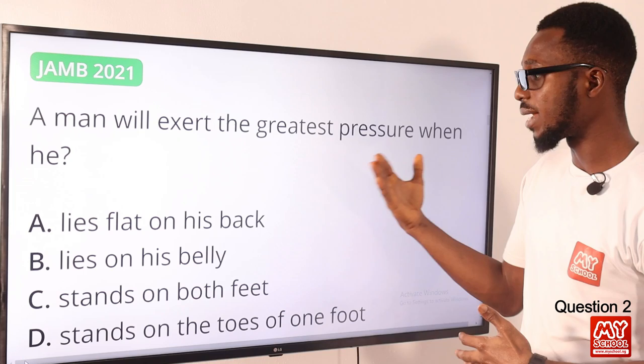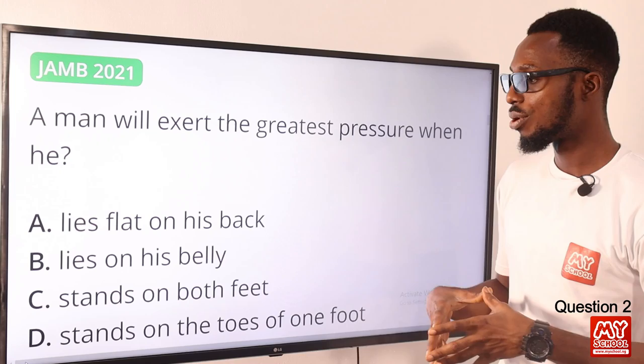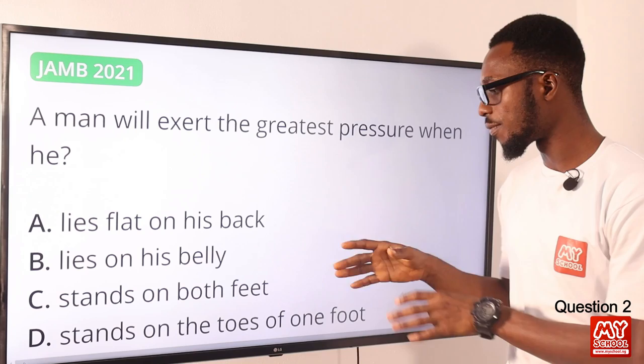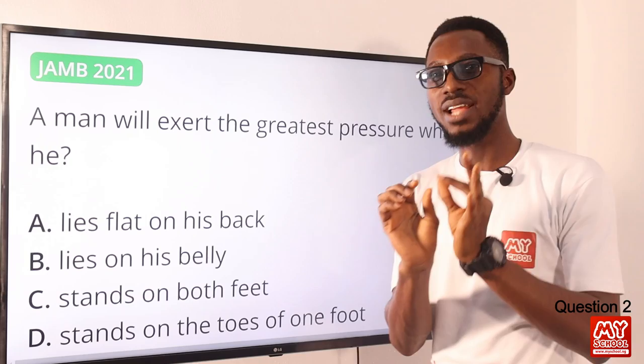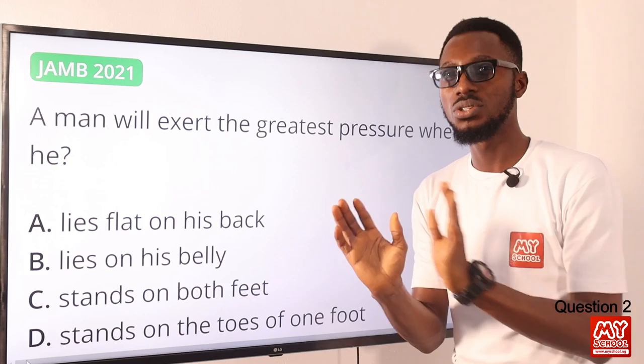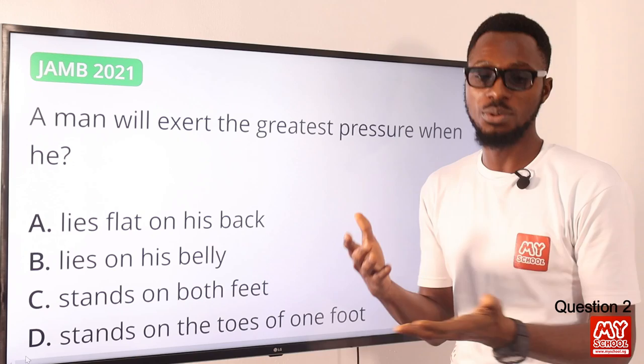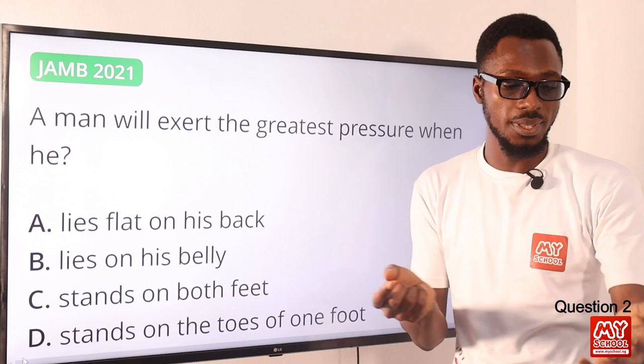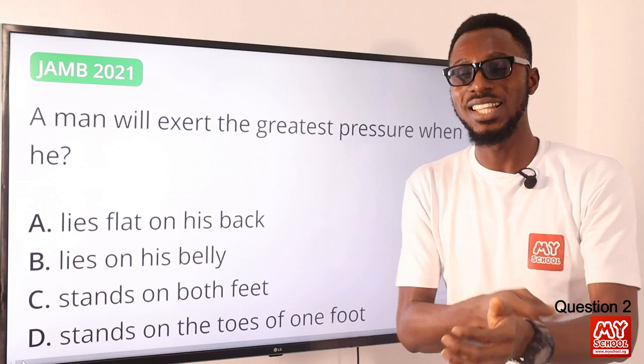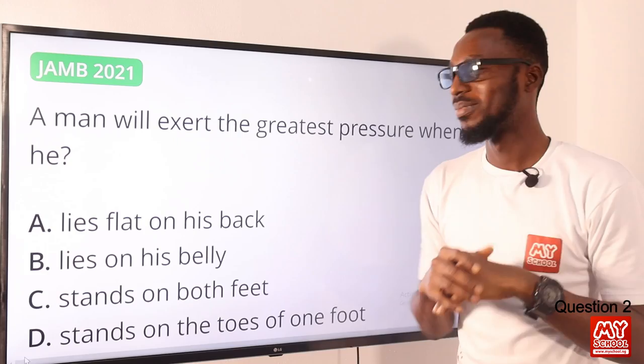But let's see if we can have more pressure. When he stands on the toes of one of his foot, he's just standing on one toe. You can see the area is so small and the force still remains the same. Where the area is small, what do you expect? The pressure will be the greatest at that point. You can compare how needles from your syringe can easily pierce your skin compared to using a toothpick trying to pierce your skin. When the area is very small, the pressure exerted is high. So option D is the right option.